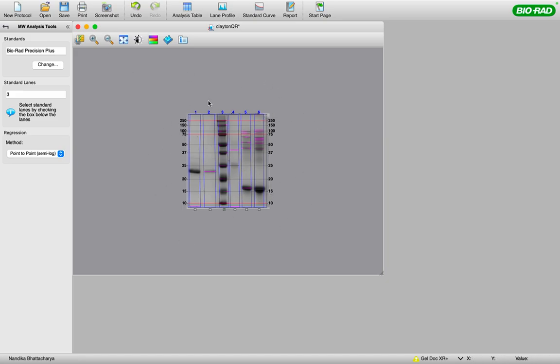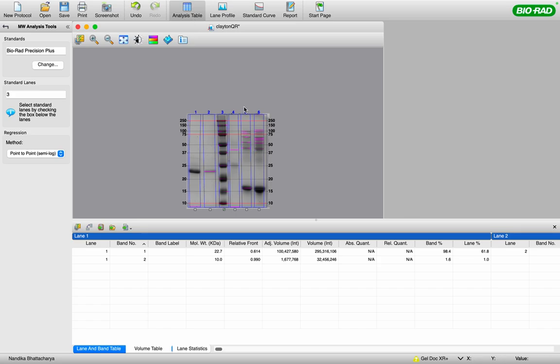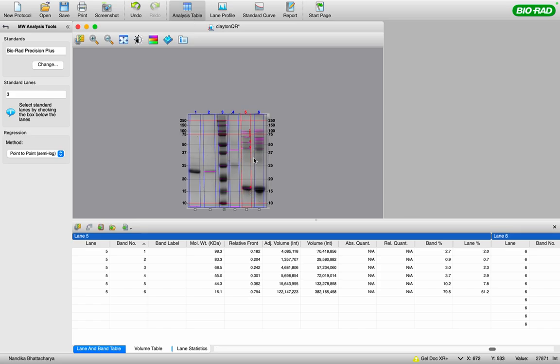Okay, now, but what if I want to find the exact molecular weight of this? So that I can do by going to this thing called analysis table. I want to know what this band is, so I'll go to the 5th lane, in which it is detected. This is the 6th band. It is detected in the middle of the 6th band.